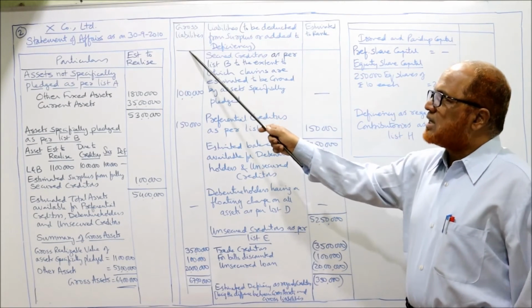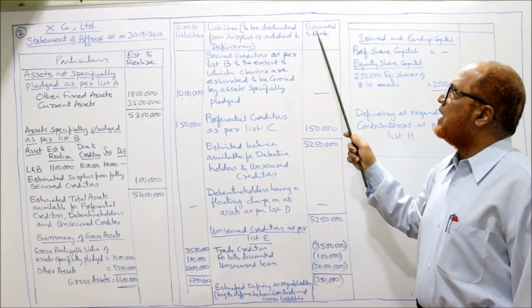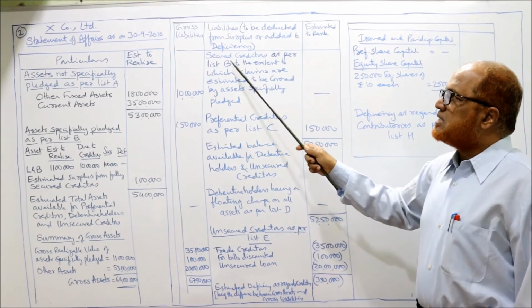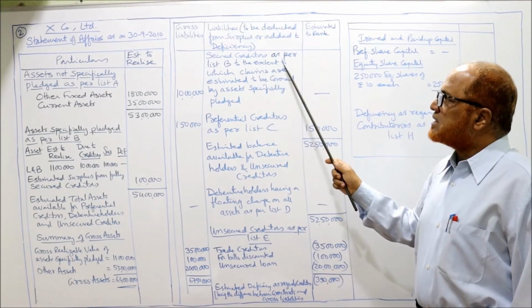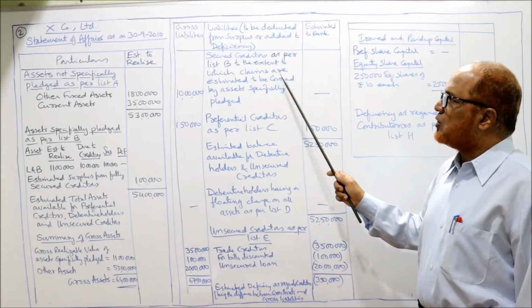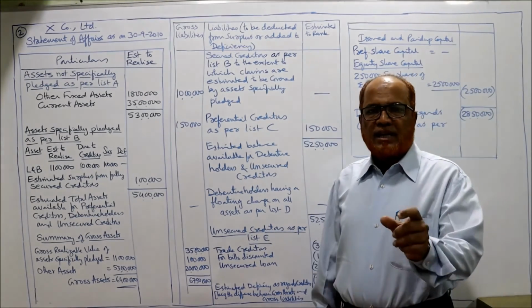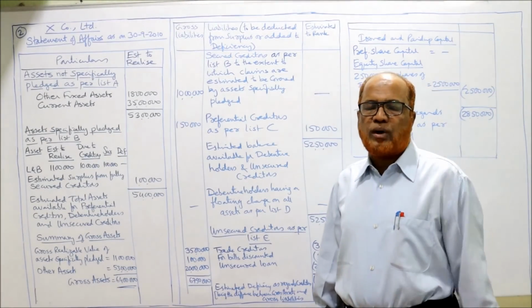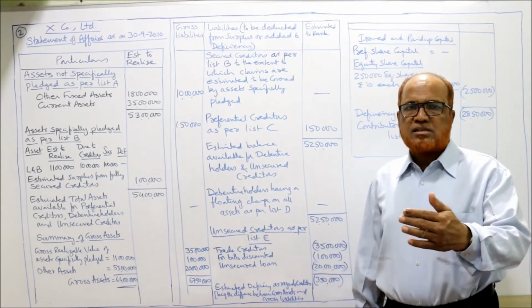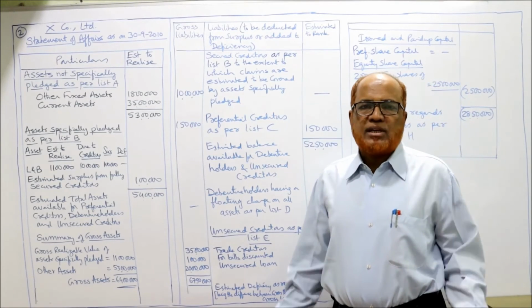Now gross liabilities to be deducted from surplus or added to deficiency, estimated to rank. Secured creditors as per list B, to the extent to which claims are estimated to be covered by assets specifically pledged. Write this clear wording. Secured creditors means they will realize the amount from the security. Secured creditors अपनी security बेचकर अपना पैसे निकाल लेंगे. तो there is no need to pay.